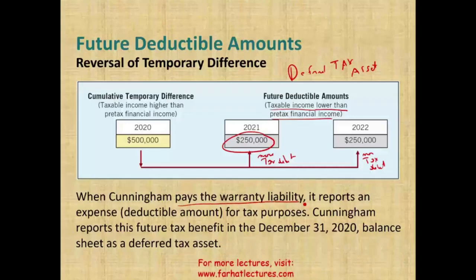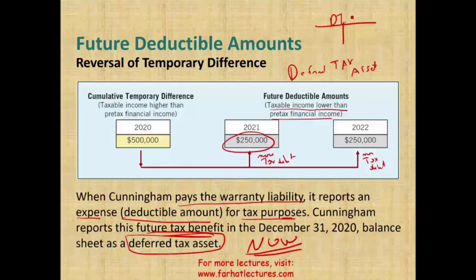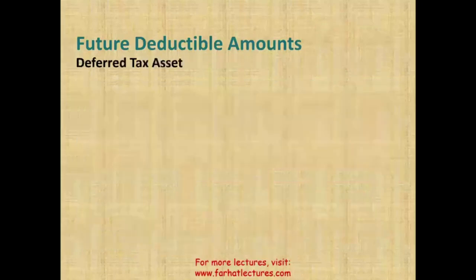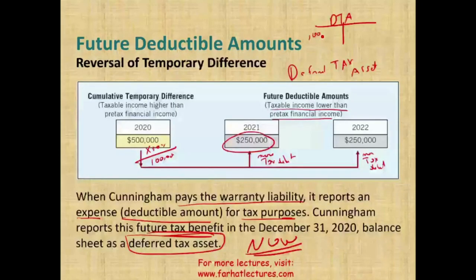So when Cunningham pays for the liability, it reports an expense that's deductible for tax purposes. Cunningham reports this future benefit now. How do they report it? They report it as a deferred tax asset. And this is how a deferred tax asset will be born. So we'll book in that deferred tax asset $500,000 times whatever the future rate is. Let's assume it's 20%. That's 100,000. Therefore, we have a deferred tax asset in year 2020 of 100,000. This is how a deferred tax asset is born.